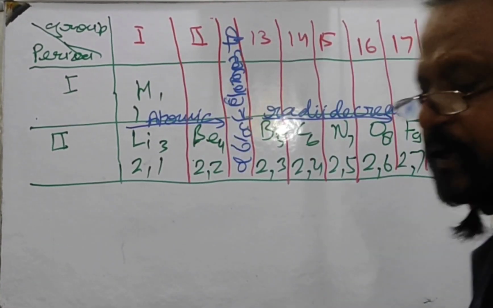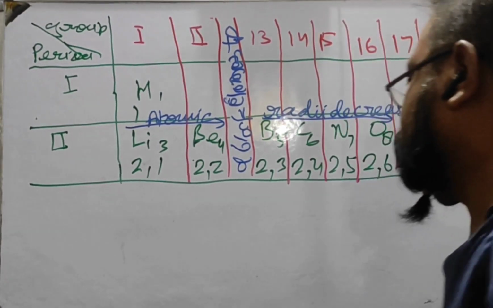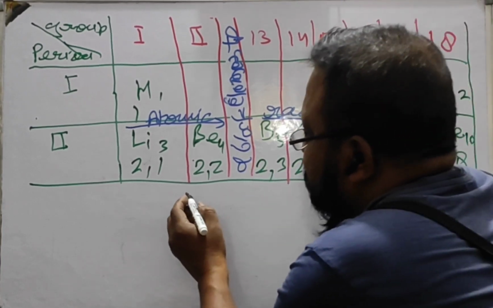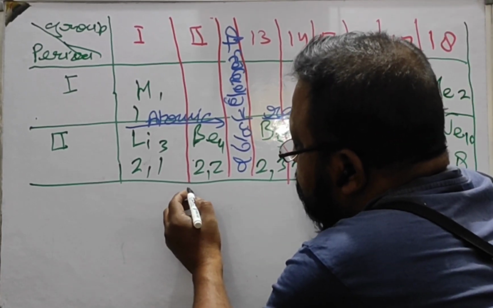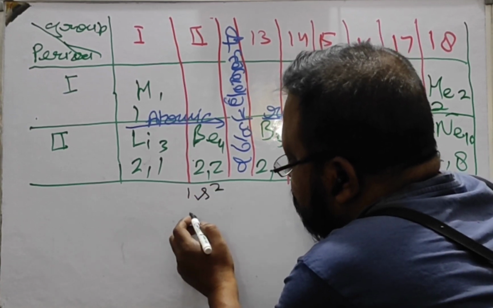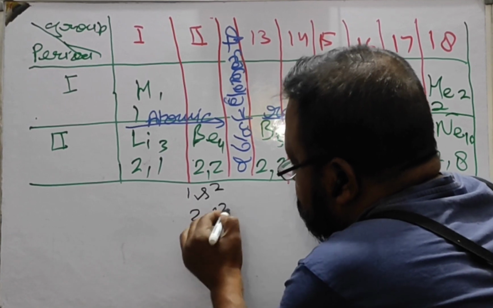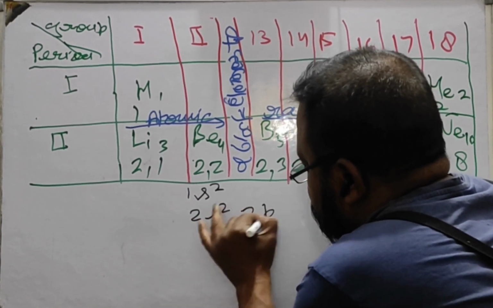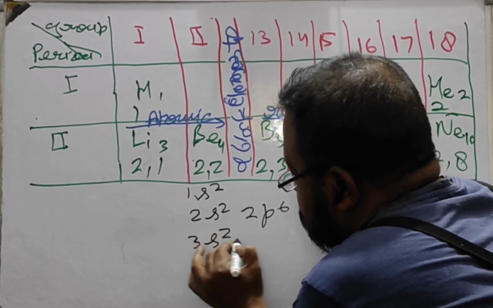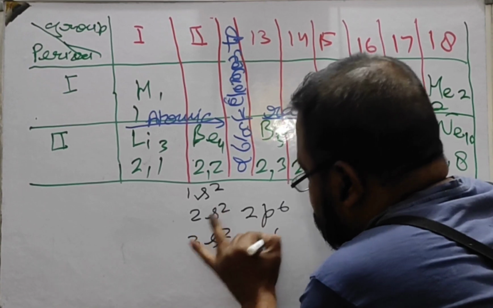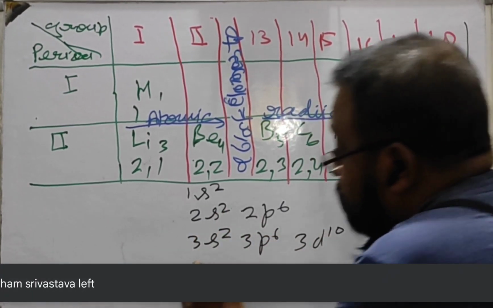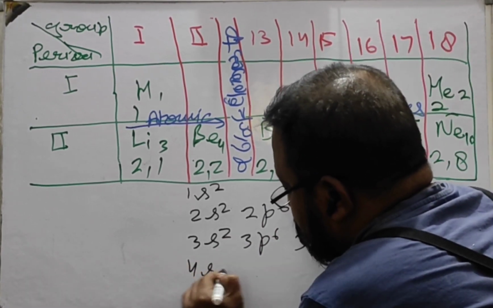One thing I would like to discuss with you, just for the sake of your knowledge. You know how electrons are filled, right? So there is the Aufbau principle for that. That is 1s2, then we have 2s2, 2p6, 3s2, 3p6, 3d10. Then we have 4s2, 4p.